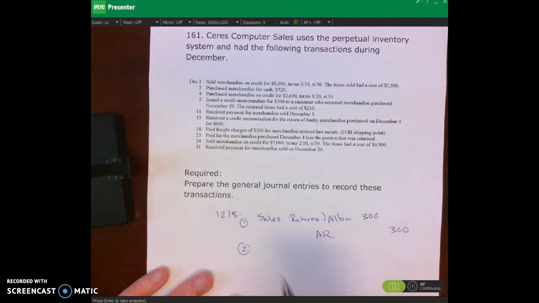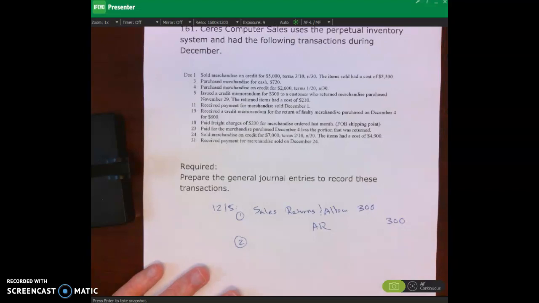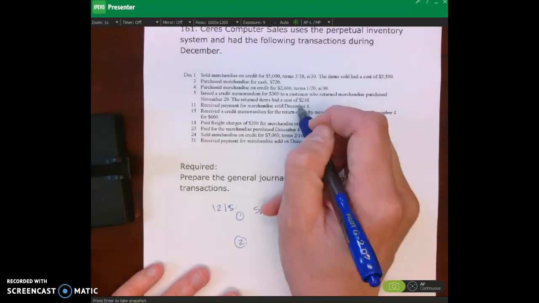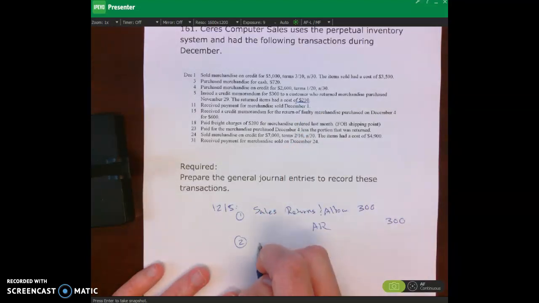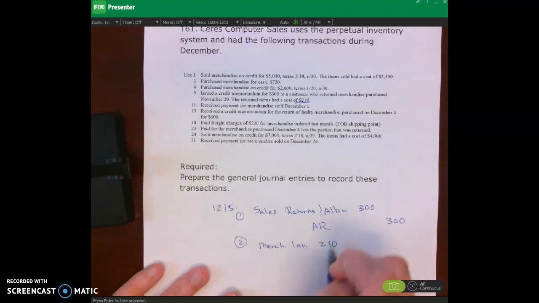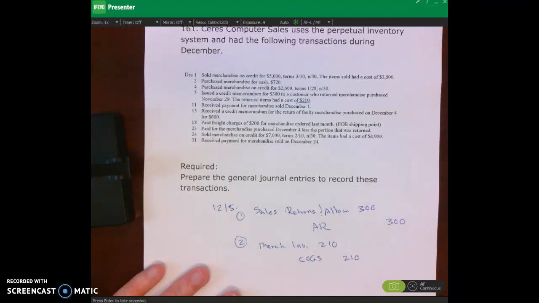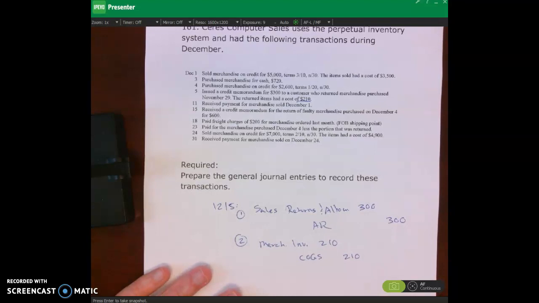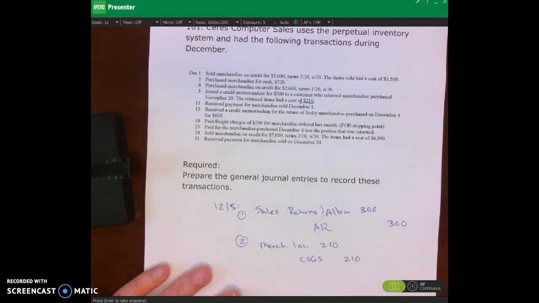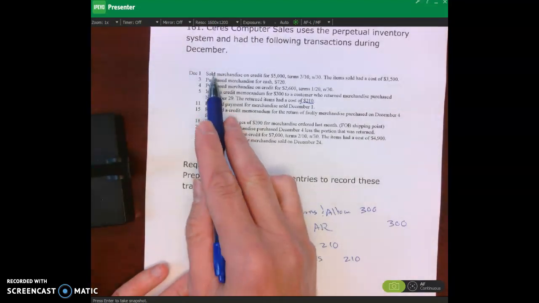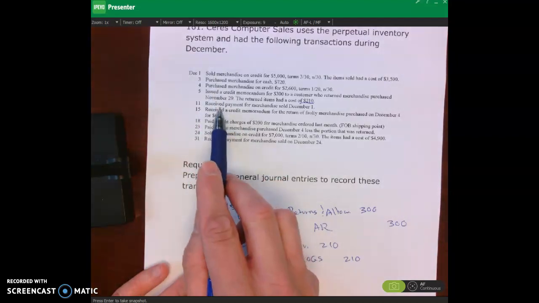The second journal entry is because the buyer has returned the merchandise to us. So now our merchandise inventory goes up, and that's based on the cost basis. So we debit merchandise inventory for our 210, and then we credit cost of goods sold for 210. Okay? All right. So that's December 5th. We've gone through December 5th.